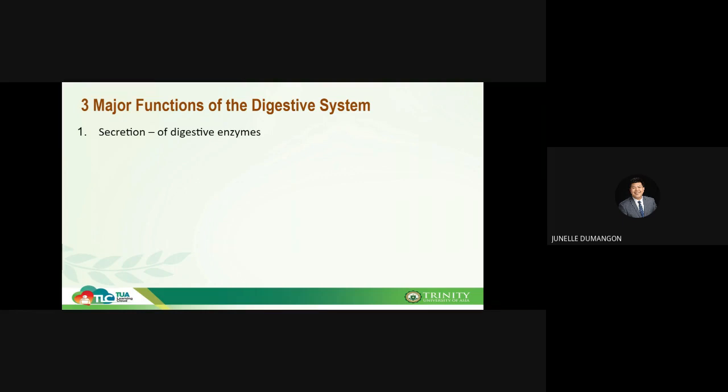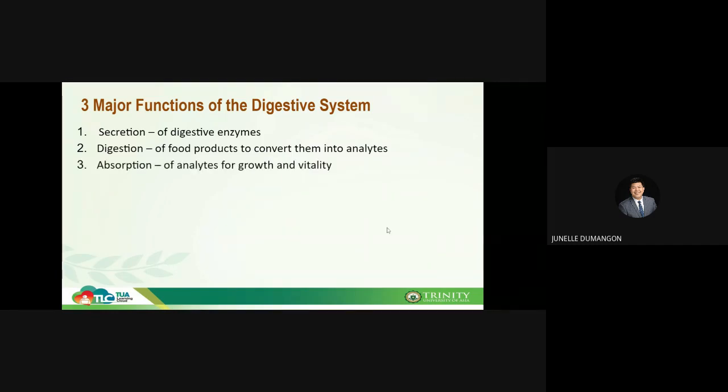All right. Aside from secretion, digestion is also one of the major functions of the digestive system. In digestion, we convert food into analytes, through the help of the digestive enzymes that we have. And then lastly, we have absorption, which is the process of moving these analytes from the digestive system towards the blood or towards the circulation. These analytes are important for growth and vitality. Vitality meaning the sustenance of life.